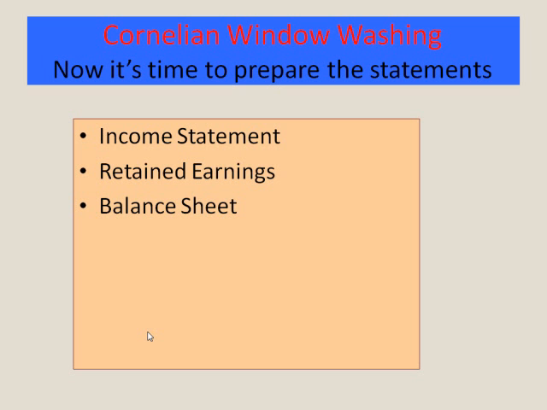Now, it's time to prepare your statements, and you're going to do it in order. So the very first statement is the income statement, because you need that final net income number. You need that to prepare your retained earnings statement. You're going to do your statement of retained earnings, and then you're going to go to your balance sheet. So let me give you a couple of check numbers here. Your net income number should be $3,200, and your total assets should equal $14,700. So those are your check figures.